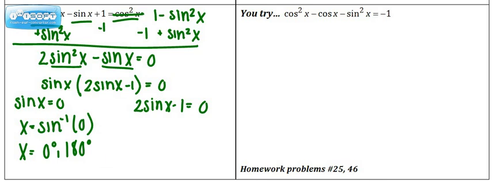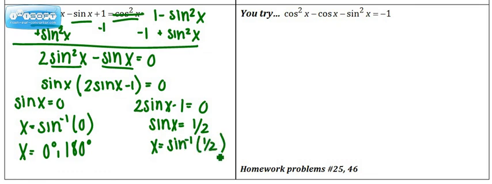On the right-hand side, we can go ahead and isolate sine. So I should have sine of x equals 1/2. Taking the inverse of each side, we get that x equals sine inverse of 1/2. And looking at the unit circle, we find that sine has a value of 1/2 at 30 degrees and 150 degrees.